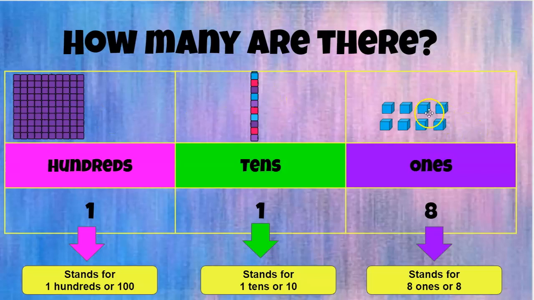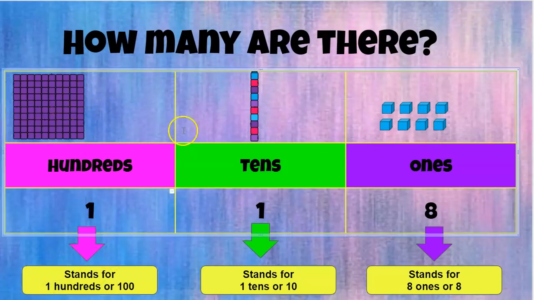When we use units, we are representing the ones place. When we use rods, we are representing the tens place. And when we're using flats, we're representing the hundreds place. To represent the number 118, we use one flat, one rod, and 8 units. 8 units stand for 8. 1 rod represents 10. 1 flat represents 100.